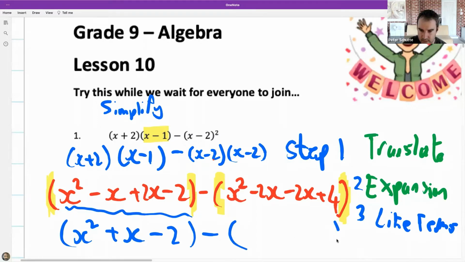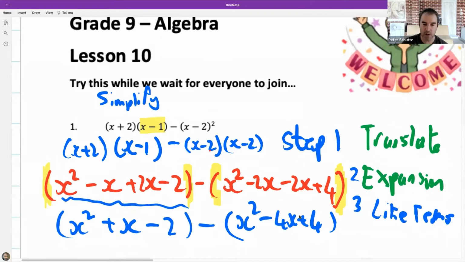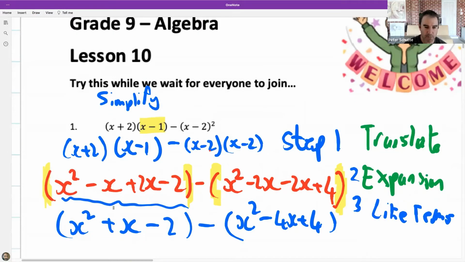And then here, I get x squared minus 4x plus 4. So now I've collected my like terms. Now, the last step is to deal with the subtraction. I would love somebody to come on the line now and explain how I deal with this negative, because this is really the crux of it. How I've got this big thing in a bracket minus something else in a bracket. What is the correct way to deal with that?